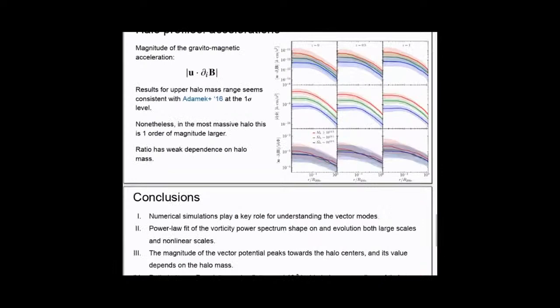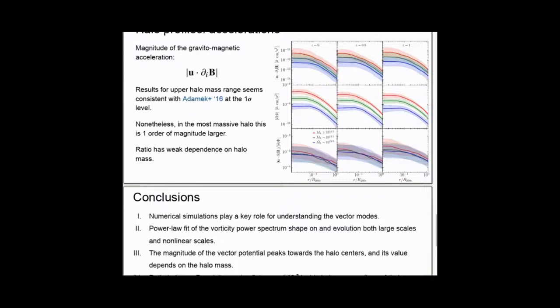Besides looking at the potentials themselves, we can also look at the acceleration terms, or the force terms, that they contribute in the geodesic equations. In particular, this is the expression of the magnitude of the gravitomagnetic force, or gravitomagnetic acceleration. Again, we can take this and get the spherical averages. In this case, there's no need to subtract anything, because it's already a force term, an acceleration term. And this is what we plot here on the right.